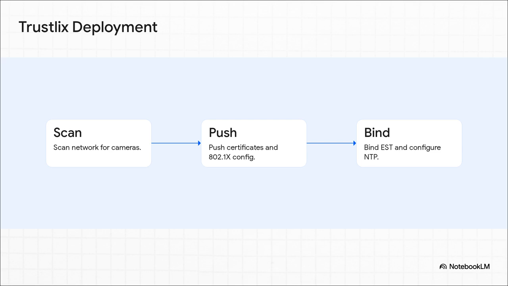But I really want to highlight a crucial detail from the tutorial here. That last part, configuring NTP, or Network Time Protocol. It is absolutely mandatory. Because certificates are heavily tied to time-based expiration dates, if a camera's internal clock is even slightly out of sync with the server, a perfectly valid, brand-new certificate will be instantly rejected. So time synchronization is literally the silent linchpin of this entire operation.